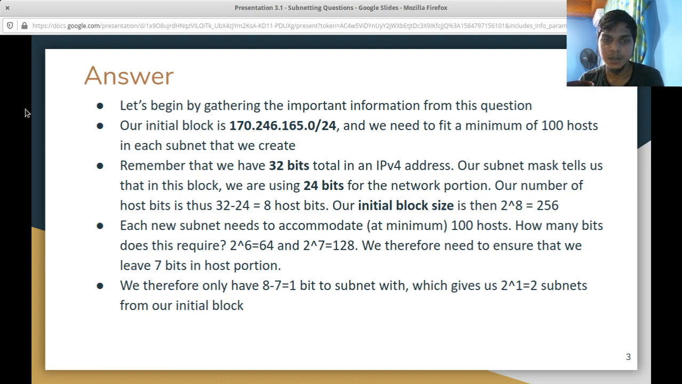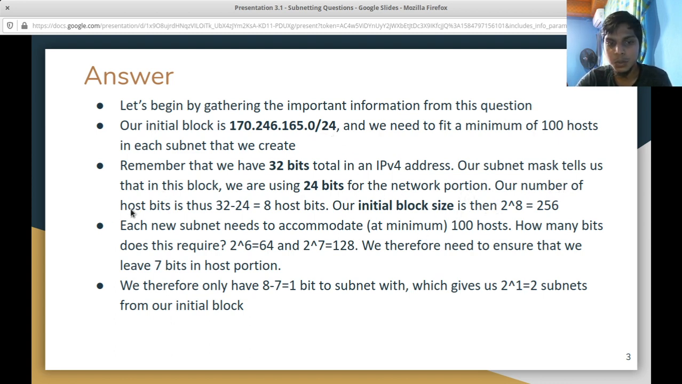Our initial block is 170.246.165.0/24. So we initially were assigned a /24 block, and we need to fit a minimum of 100 hosts in each new subnet that we create. Remember that we have 32 bits total in an IPv4 address, so this will never change. All IPv4 addresses have 32 bits in total. Our subnet mask tells us that in this block we are using 24 bits for the network portion.